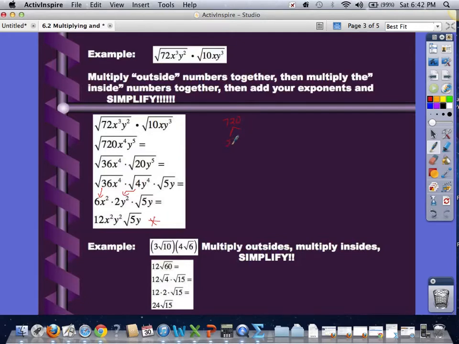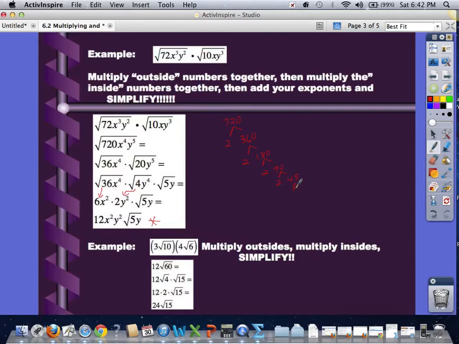That would be 2 and, let's see, what would that be? 3, 360. Split that up, that'll be 2 and 180. Split that up, it'll be 2 and 90. Split that up, that'll be 2 and 45.